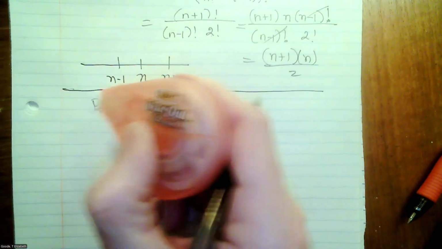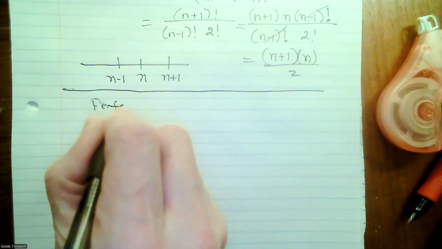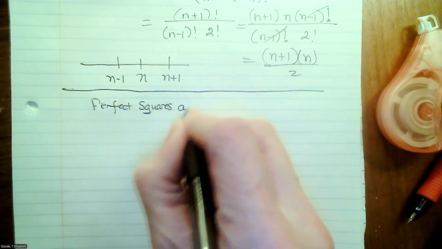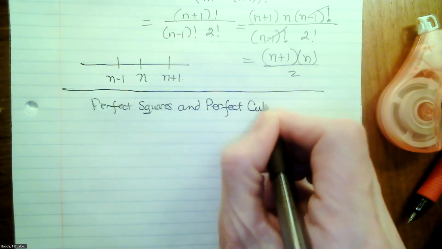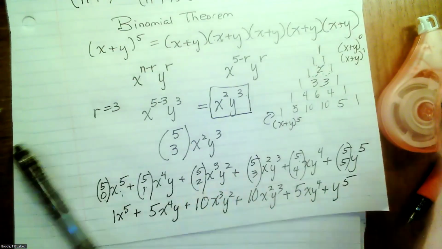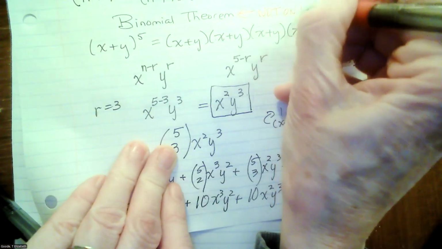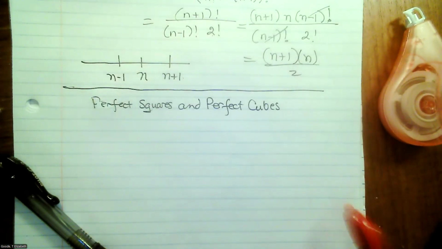We learned perfect squares and perfect cubes. Don't worry, the binomial theorem will not be on the final, okay? So I just want you to understand, this is not on the final, but it's a good thing to understand. Anyway, perfect squares and perfect cubes.